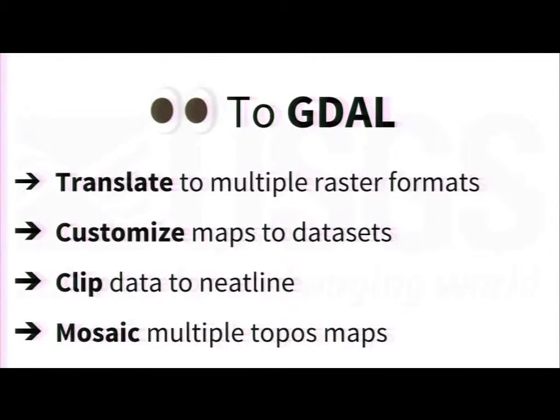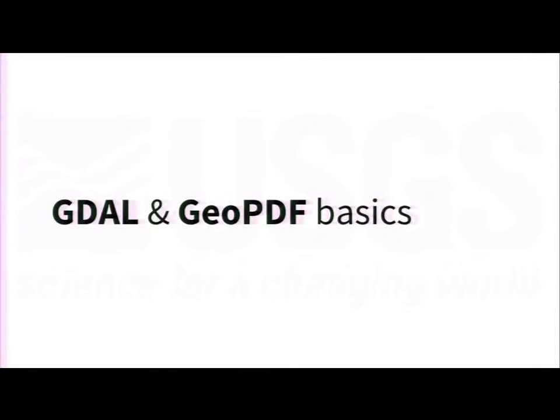So that's kind of where we look to GDAL to see what we can use with this software to hopefully empower our users a little bit better. The great thing about GDAL, you can translate it into a whole bunch of different formats. You can customize the map data, so you can actually pick out specific layers. You can clip it to the neat line of each map, and then from there you can mosaic a whole bunch of different topos together and build a larger, seamless map. And that's really kind of the overview of the program.